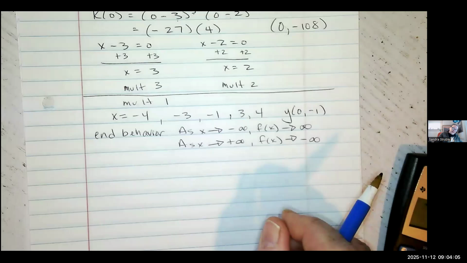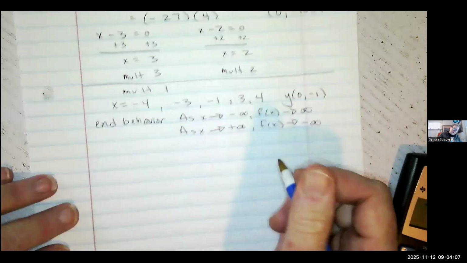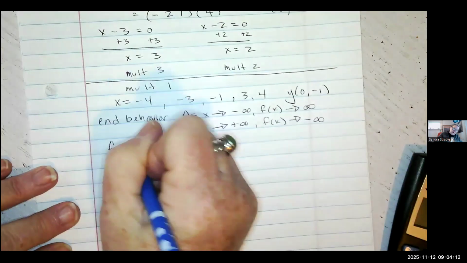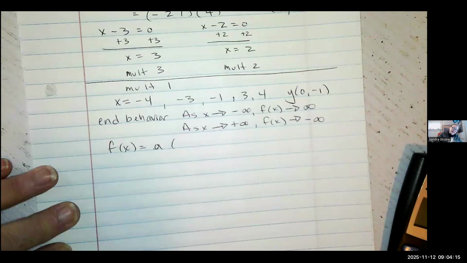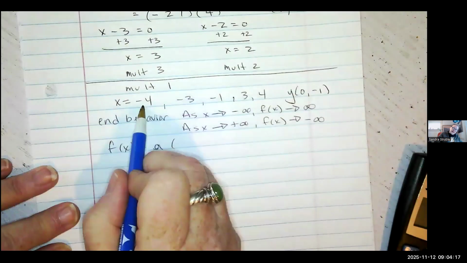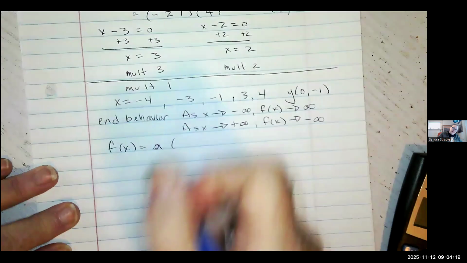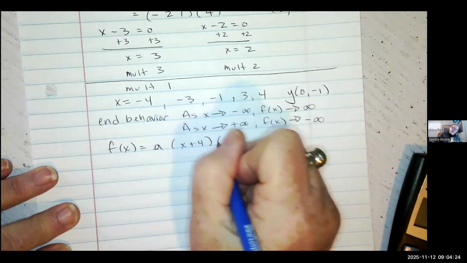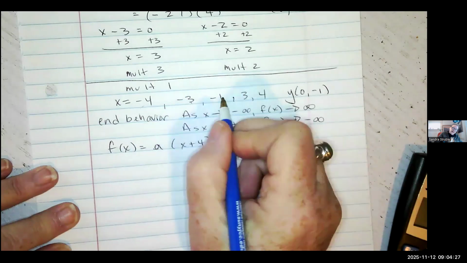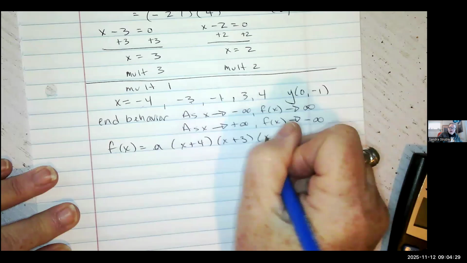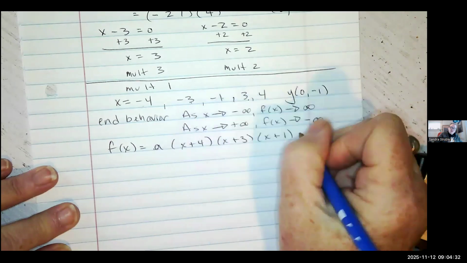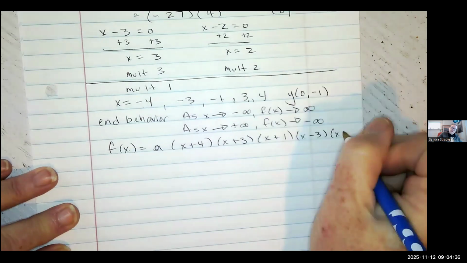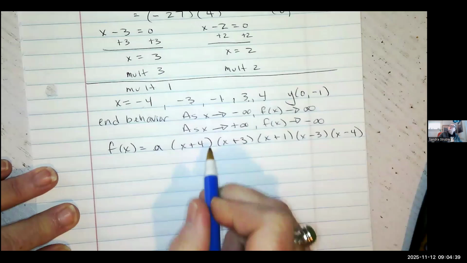All right. The next part, let's write the equation for this polynomial. I'm going to call it f of x. Y'all are cool with that? A, do not forget your A. Set each of these equal to 0. So x equals negative 4 gives x plus 4. Same thing with x equals negative 3, it would be x plus 3. X equals negative 1, so it's x plus 1. X equals 3, so x minus 3, and x equals 4, so x minus 4. And they all have an exponent of 1 because we decided their multiplicities were 1.